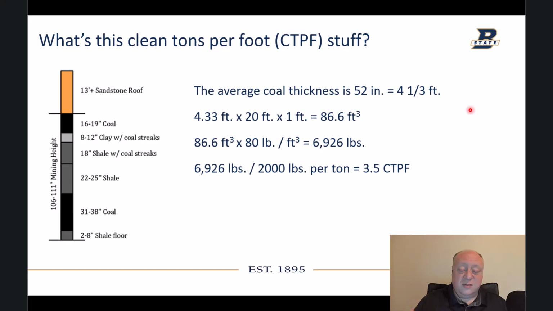This is a pretty good number to use, particularly if it's a metallurgical coal that you're mining, this 80 pounds per cubic foot, because generally it's a bit lighter because you've washed it to a lower specific gravity than if you were selling steam coal, right? So that's a good number to use. We get 3.5 with that.